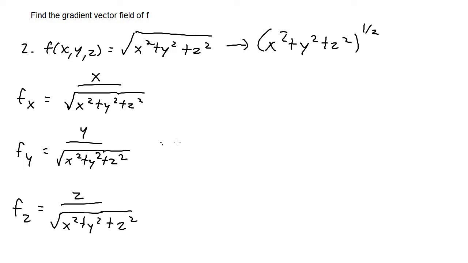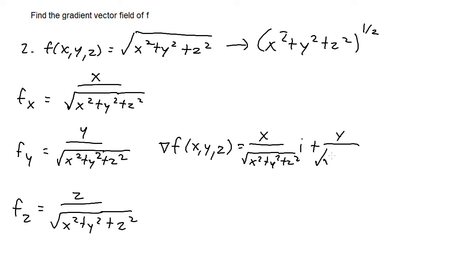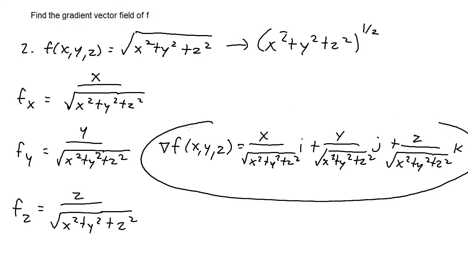So if I go ahead and write the formula for the gradient vector field of f in terms of 3 variables, x, y, and z, we're going to get x over the square root of x squared plus y squared plus z squared times i, because that's the x component, plus y over the square root of x squared plus y squared plus z squared times j, because that's the y component, and then plus f sub z, which is z over the square root of x squared plus y squared plus z squared times k, because that's the z component. And that's going to be the final answer.